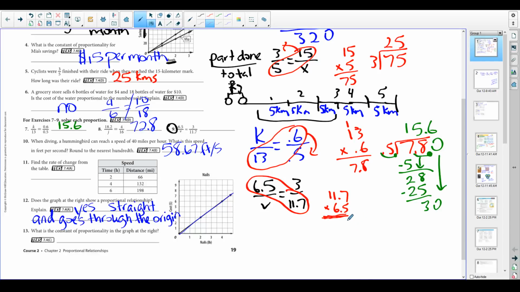What are we doing? 7 times 5 is 35. 5 times 1 is 5, plus 3 is 8. 5 times 1 is 5. Before we go to the 6, we bring down a 0. 6 times 7 is 42. 6 times 1 is 6, plus 4 is 10. And then 7 here.